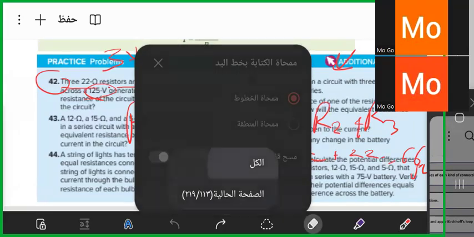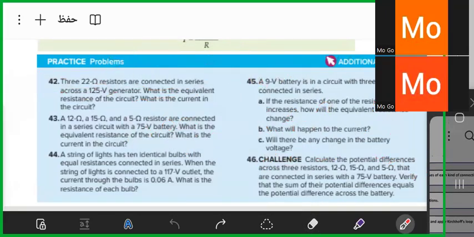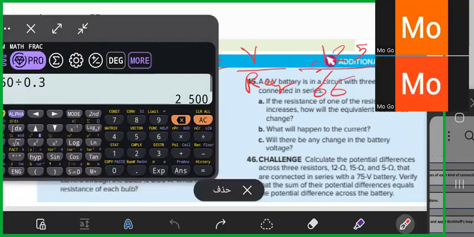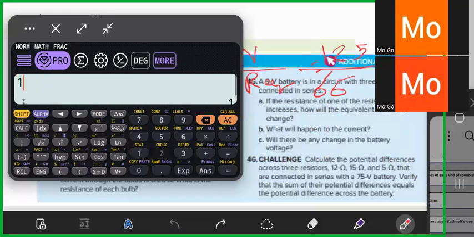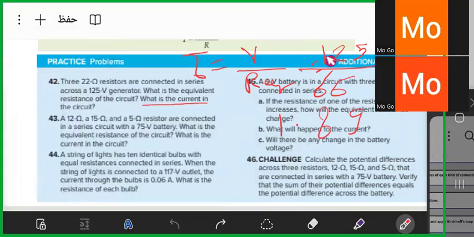What should we do also? We find the current. I equals V over R equivalent. So it was V, 125 over 66. 125 over 66 is 1.89. That was the current, ampere.